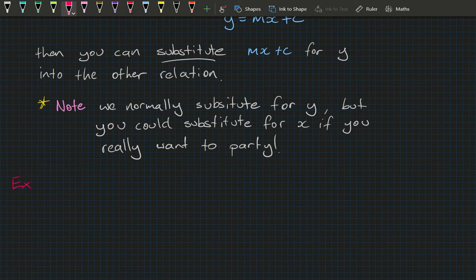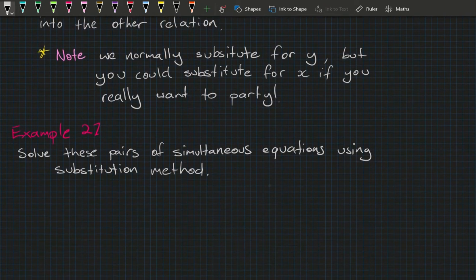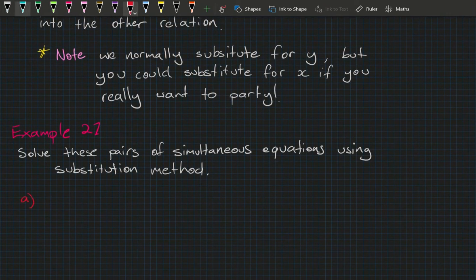Anyhow, let's put this knowledge and these skills into practice and do example 27, where we're asked to solve the following simultaneous equations using the substitution method. Okay, in part A, we have 2x plus y equals minus 7, which we'll name as equation 1. And y equals x plus 2, which we'll name as equation 2. So clearly equation 2 is of the form y equals mx plus c.